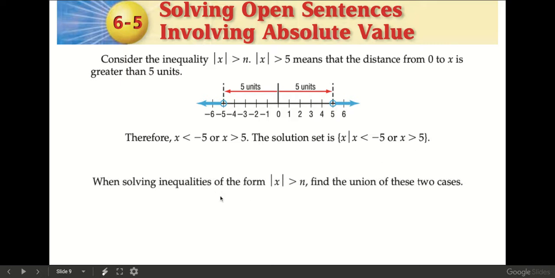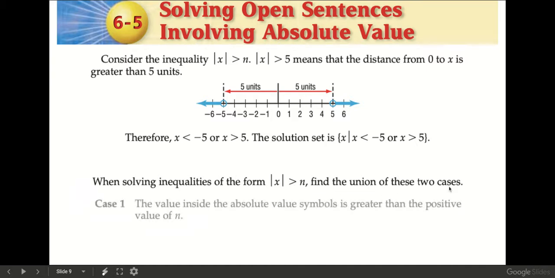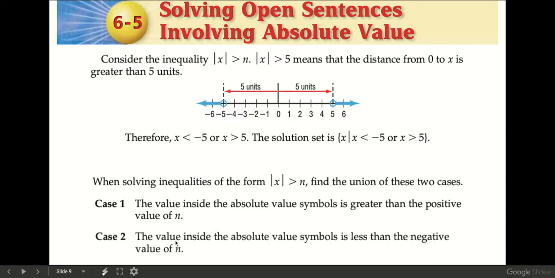So when solving inequalities in the form where you have an absolute value greater than n, you find the union of these two cases. Case one, the value inside of the absolute value symbols is greater than the positive value of n. Case two, the value inside of the absolute value symbols is less than the negative value of n. Remember that whenever you do the positive and negative version, you flip the inequality symbol. The positive version always matches the original inequality, and the negative version is flipped.